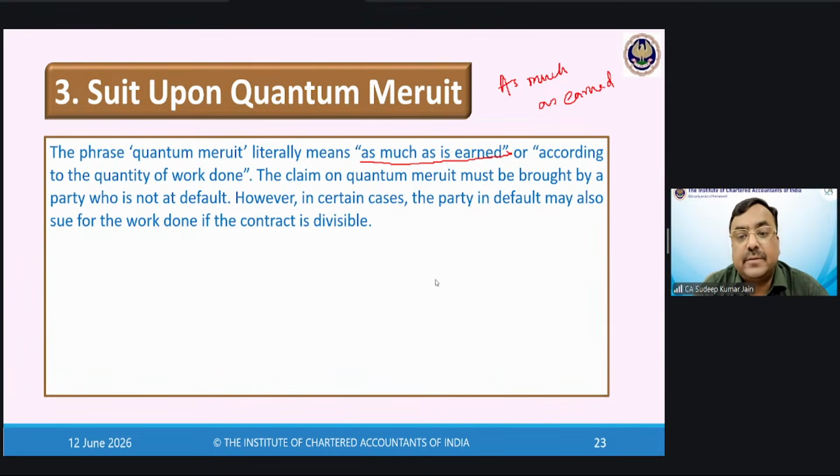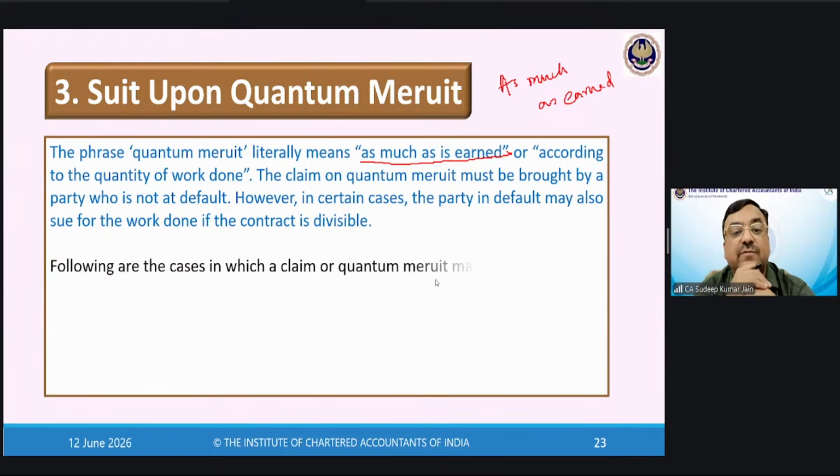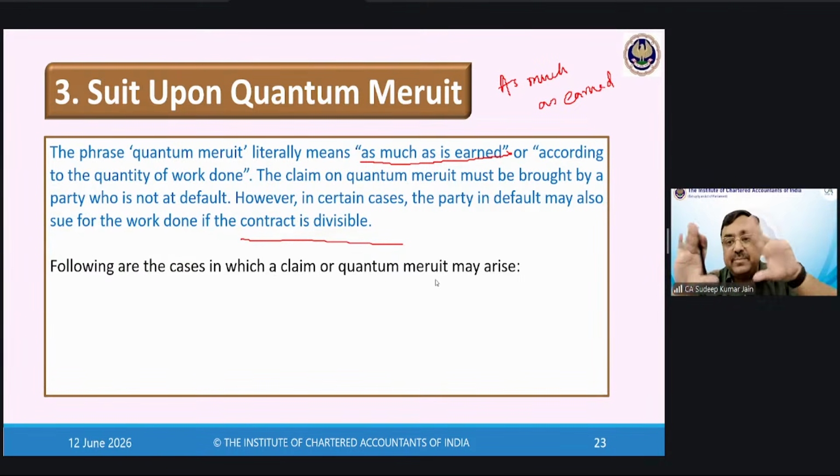The claim on quantum meruit must be brought by a party who is not in default. Means the claim can be made by the other party, other than the party who has made the default, the innocent party. However, in certain cases, the party in default may also sue for the work done if the contract is divisible. Divisible means the contract can be divided. For example, we have given a contract to a painter for painting my two houses. The work is divided. He has painted one house and could not paint the second house. This is divisible work.